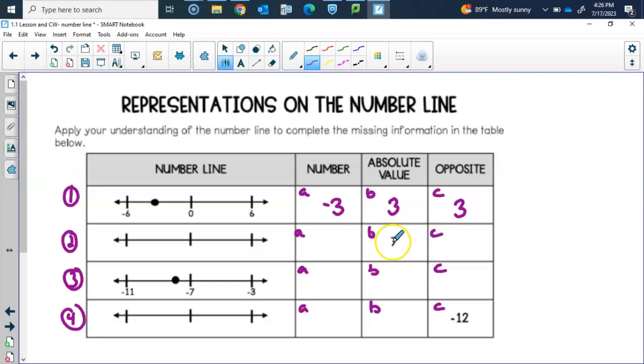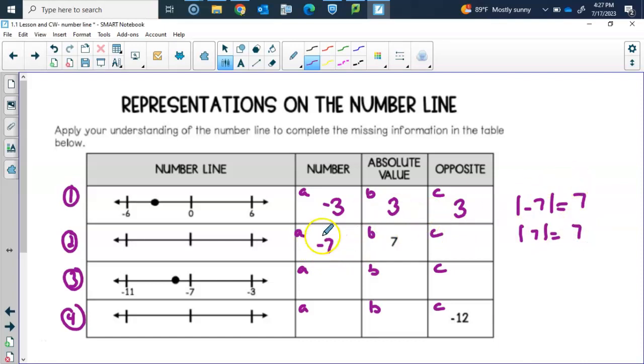Now, this one has absolute value is 7. Okay, so the absolute value is 7. Part A, what would the number be? Go. Well, I'm going to say the number is -7. Okay, because the absolute value of -7 is 7. But you could have said 7 because the absolute value of 7 is also 7. So either one of these would be acceptable.